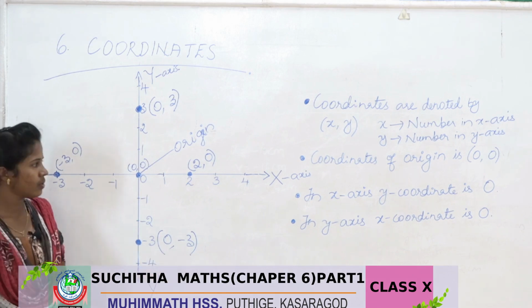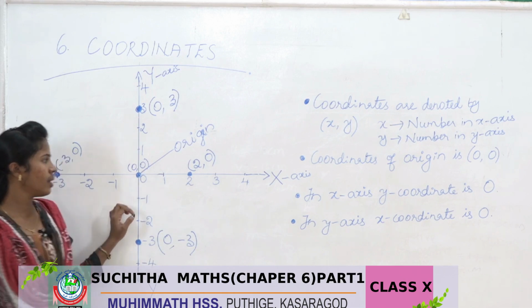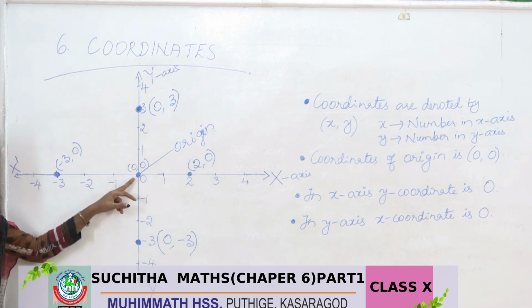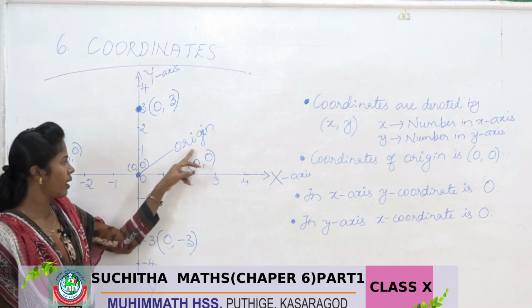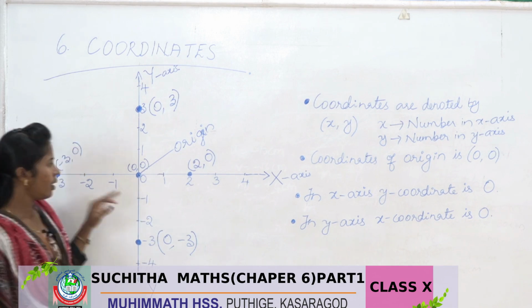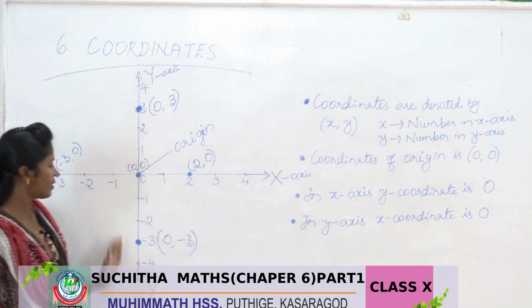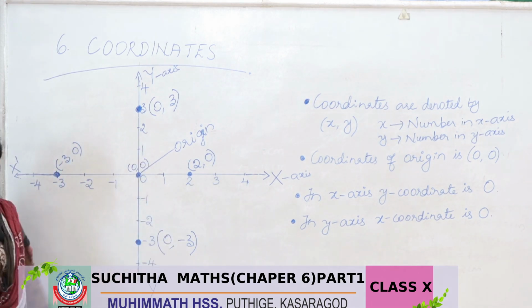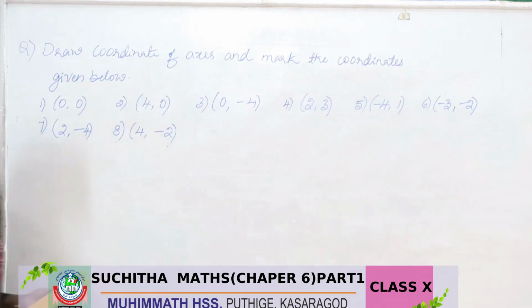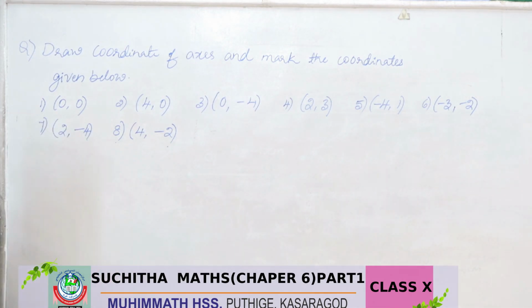Okay. Listen, the two axes intersect at this point, and this point is called the origin, and the coordinates of the origin are always 0, 0. Then on the x-axis the y coordinate is 0, and on the y-axis the x coordinate is 0. Next question. Draw the coordinate axes and mark the coordinates given below. First draw the coordinate axes.